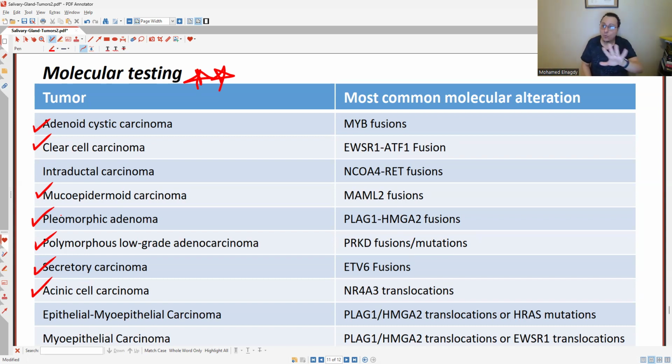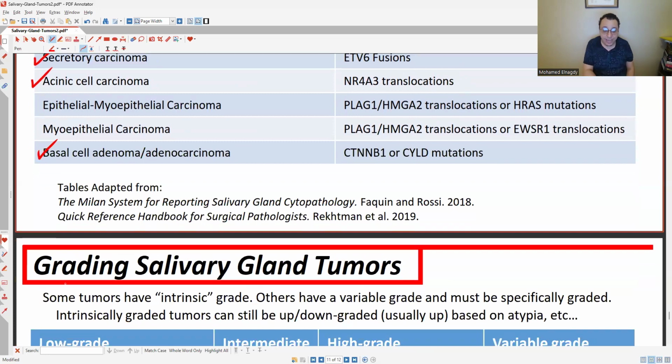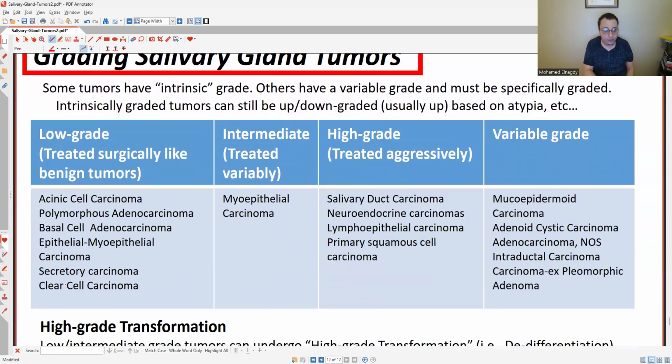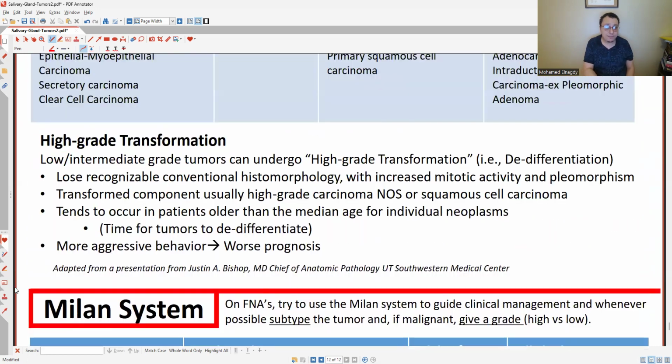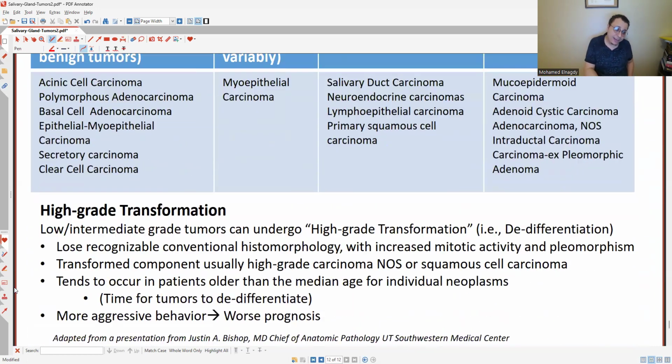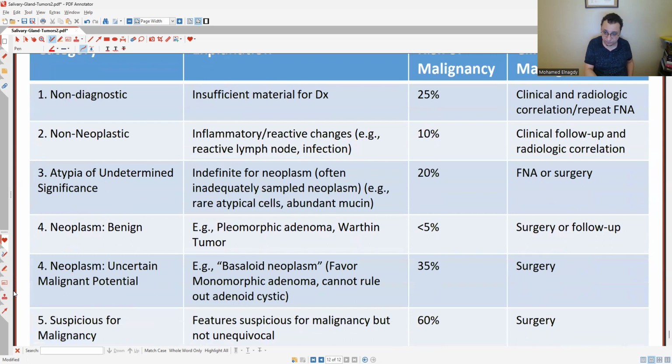And maybe one time you take turns. One time you hit this table, one time you hit that table, and the last time you hit this table, and you keep going over and over again until you memorize these by heart. Because these are very, very important, very boardable for your board exam. So you can't miss this question. This Milan system and the grading of the salivary gland tumor.